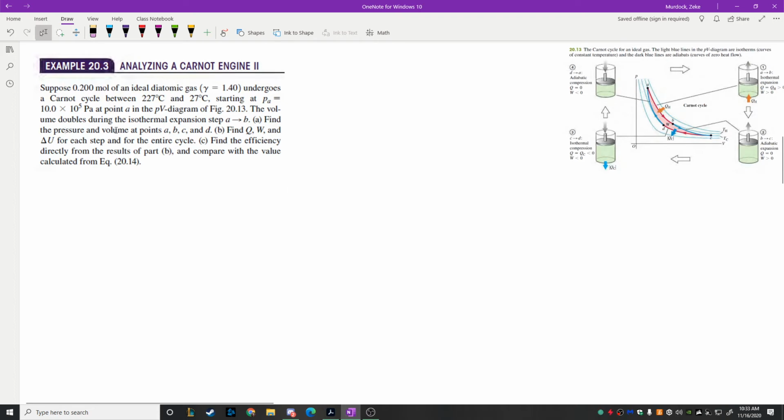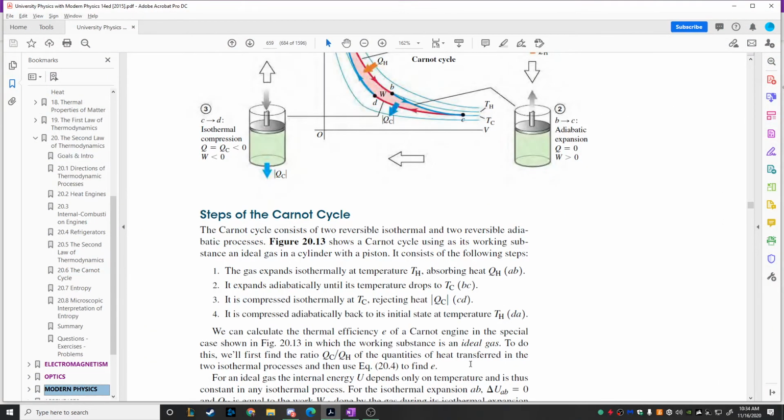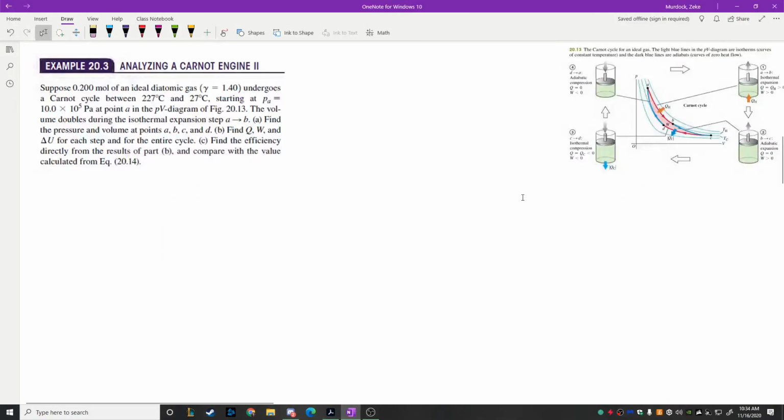We want to find the pressure and volume at points A, B, C, and D. Find Q, W, and delta U for each step for the entire cycle. Find the efficiency directly from the results of part B, and compare with the value calculated from equation 20.14. I have to go back to the book again because I referenced things. 20.14 is going to probably be... Yeah, that relationship there: 1 minus TC over TH. All right.